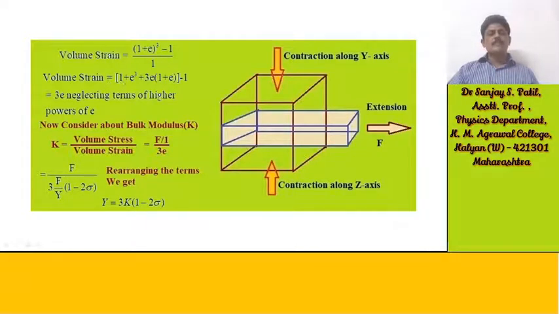So from this, (1 + E)^3 + 3E(1 + E) - 1, neglecting terms of higher powers, we will get 3E.